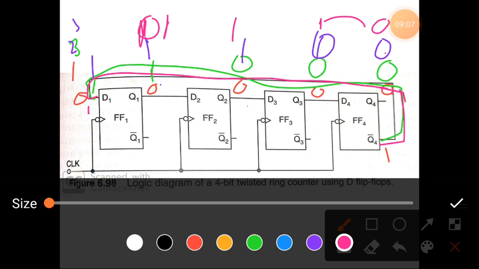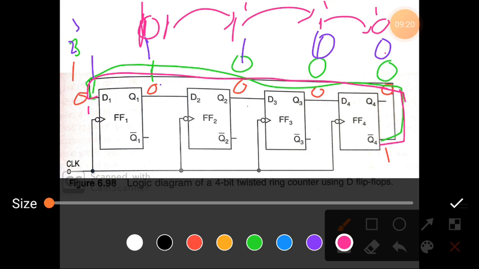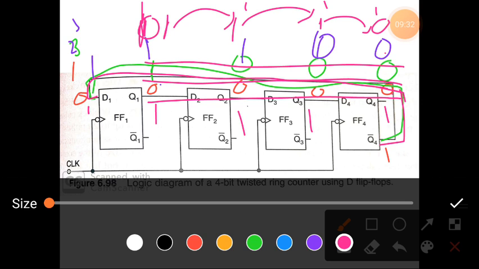So this 1 is shifted to here, and this 1 is shifted to here, and this 1 is shifted to here. So this last 1 is here. So now all are 1. Outputs are 1 1 1 1. So it starts from 0 0. Initially it's 0 0 0, then 1 0 0, then 1 1 0 0, then 1 1 1 0, then next all are 1.